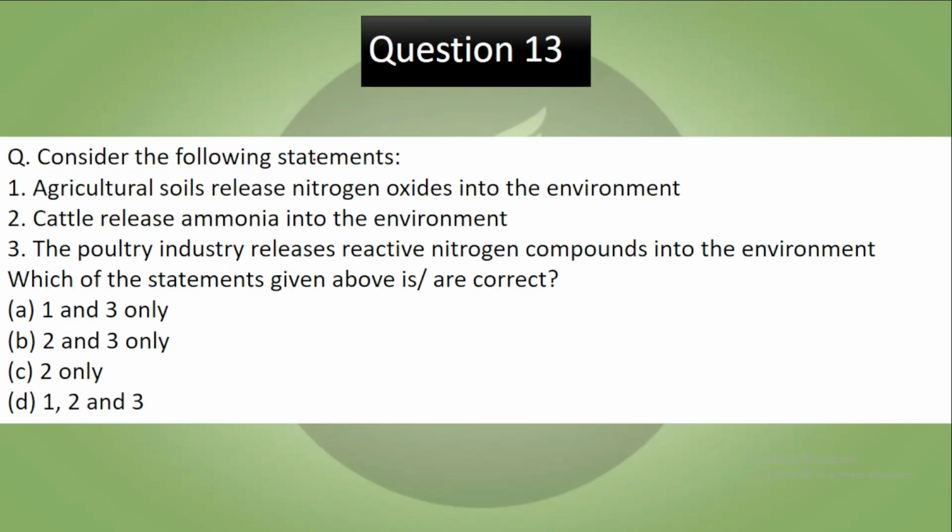13. Consider the following statements. Agricultural soils release nitrogen oxides into the environment. Cattle release ammonia into the environment. The poultry industry releases reactive nitrogen compounds into the environment. Which of the statements given above is correct? Pause the video, try to think about it. Now let's see the answer.